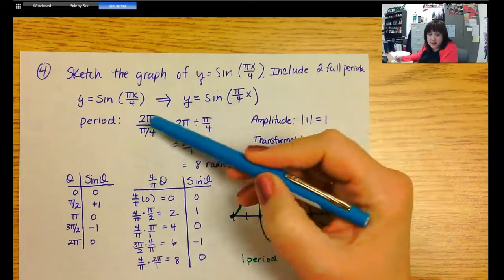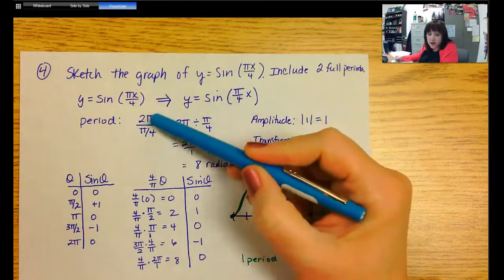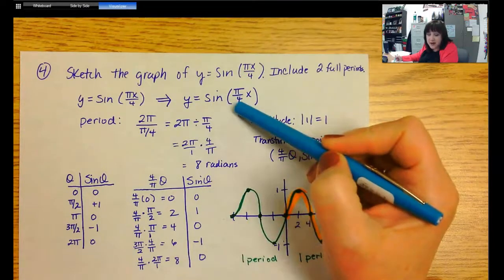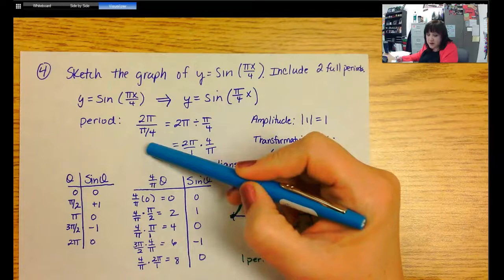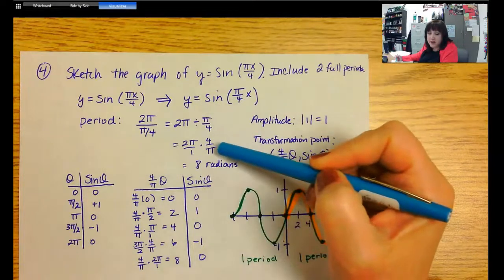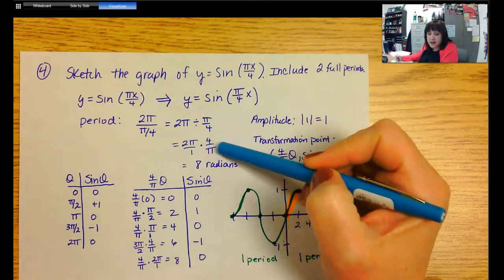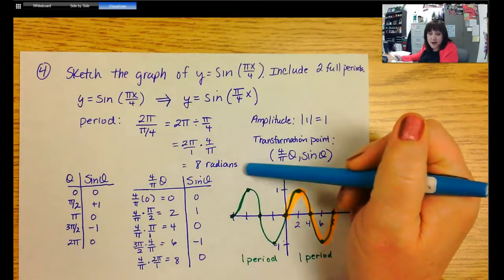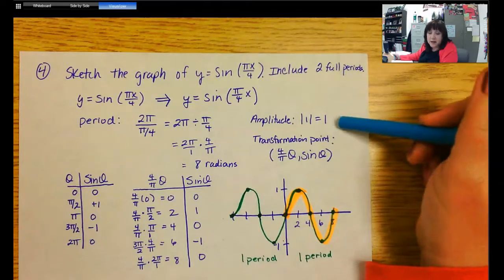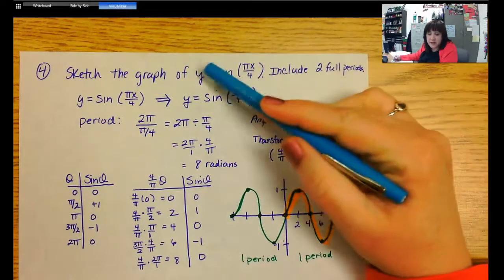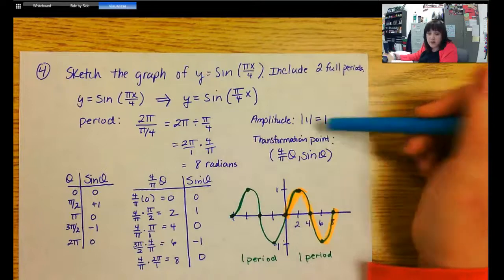So the period of sine originally is 2 pi. The b value is pi over 4, so I'm going to divide by pi over 4, which means I use the reciprocal and multiply. So look at what happens. I get 8 radians. There are no pi's left. In other words, these are going to be nice, pretty numbers because they're whole numbers to graph with. We don't have to worry about decimal equivalents. And then our amplitude is 1 because the number in front of sine is 1. Absolute value of 1 is 1.